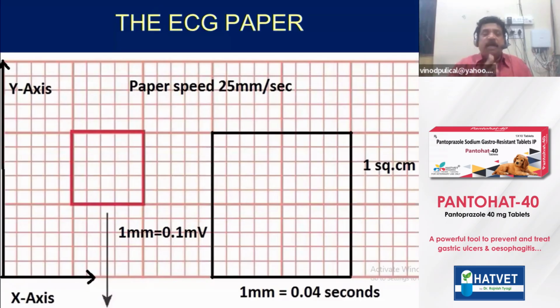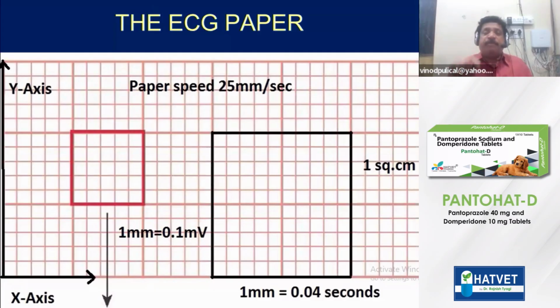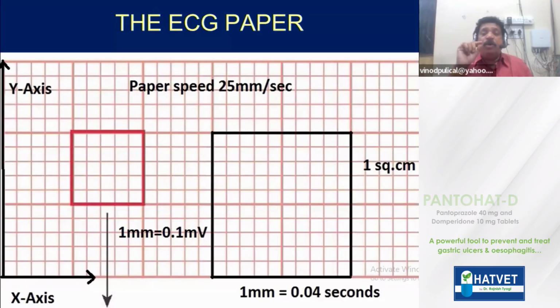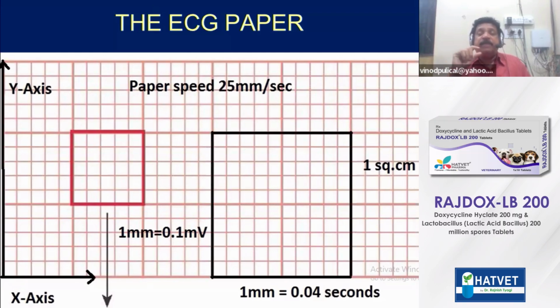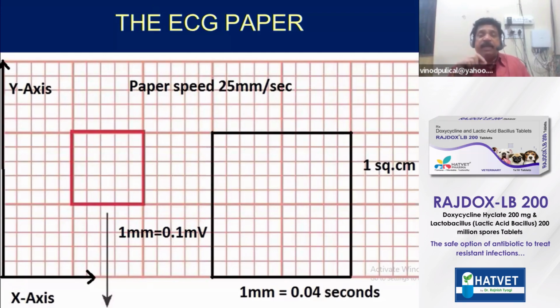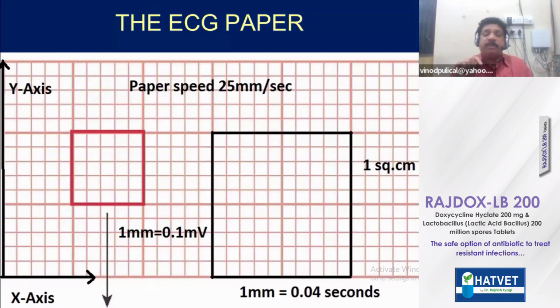And there is the y-axis. The y-axis indicates the amplitude of the wave. Coming to the amplitude, 10 millimeters make 1 centimeter. So 1 millimeter is equivalent to 0.1 millivolt and 1 centimeter is equivalent to 1 millivolt. So one small box or 1 millimeter is equivalent to 0.1 millivolt. Suppose a wave has 9 small boxes height.